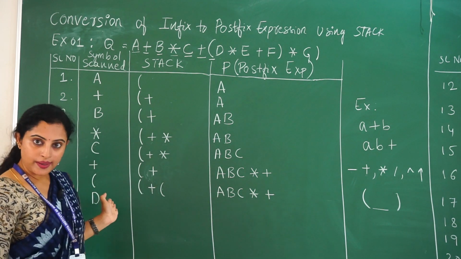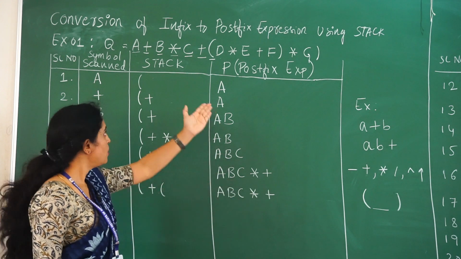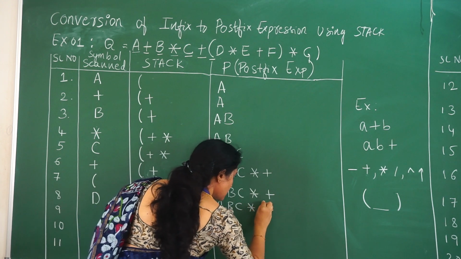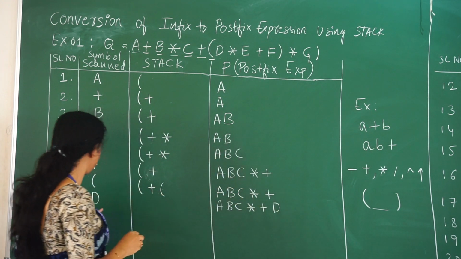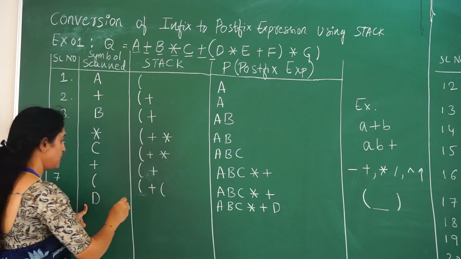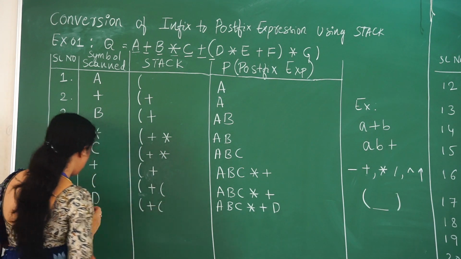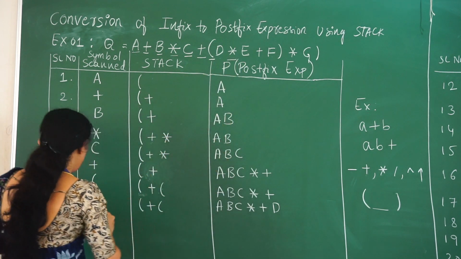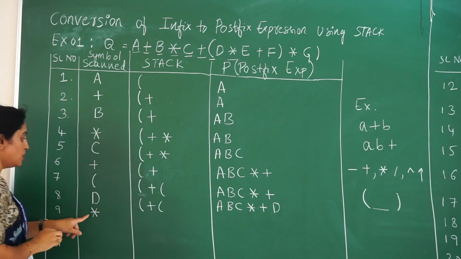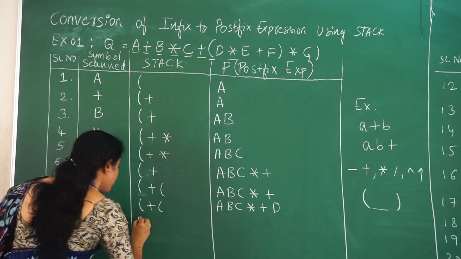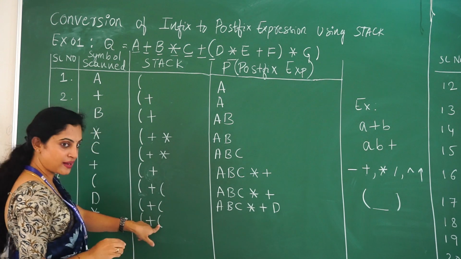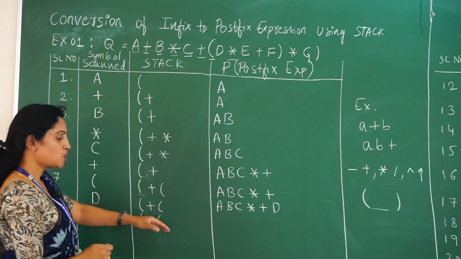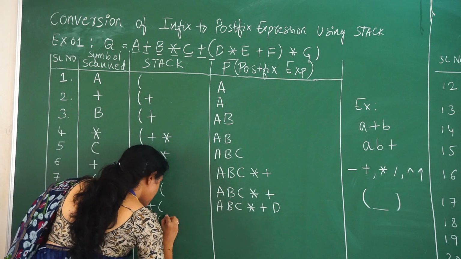D is an operand, so we have to place it directly in the postfix expression, that is A, B, C, asterisk, plus and D. The stack remains the same. The next scanned symbol is asterisk. Asterisk is an operator, so we have to place it inside the stack. Inside the stack we have a left parenthesis, and no operators in between, so we can directly place the asterisk.